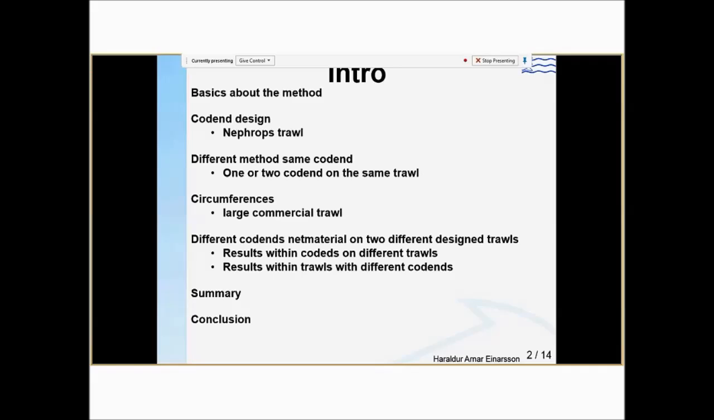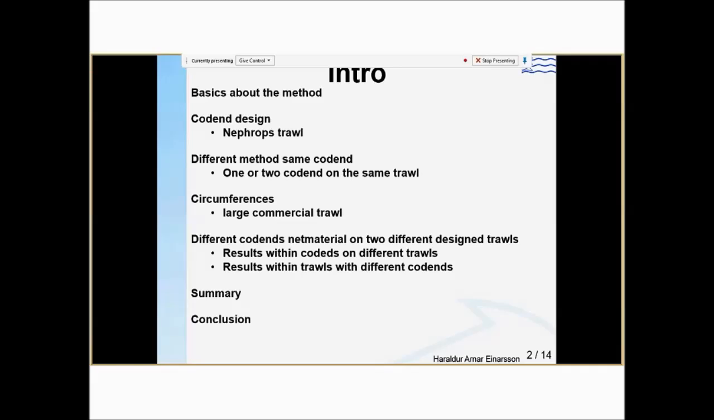First is codend design in nephrops trawls. Then we will look at different methods and the same codend, that is one or two codends on the same trawl. We will look at the differences in circumferences in a large commercial trawl. And finally, results we had just now, last September, where we were looking at different codend net material on two differently designed trawls.